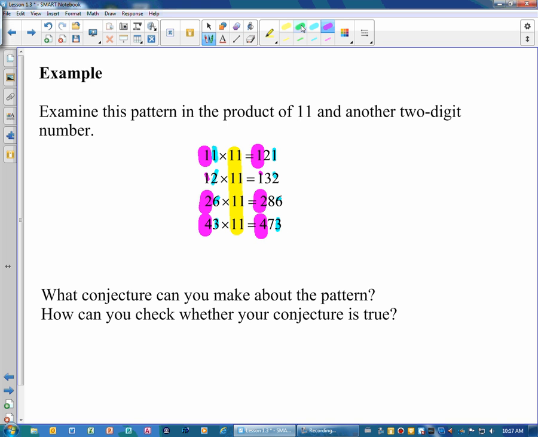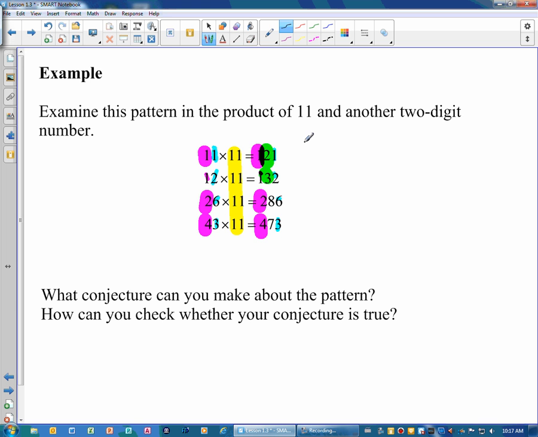All right. Now what about this middle term? Okay, what can you say about this middle term compared to these two numbers? What can you say about this middle 3 compared to these two numbers? This 8 compared to the 2 and the 6, and this 7 compared to the 4 and 3. Okay, so hopefully you can see that that middle term is actually the sum of the digits in that two-digit number.